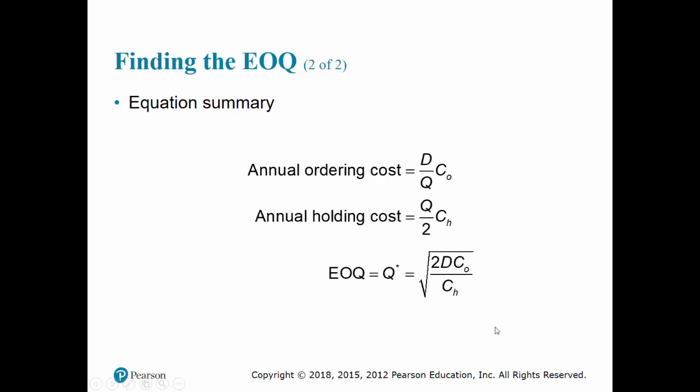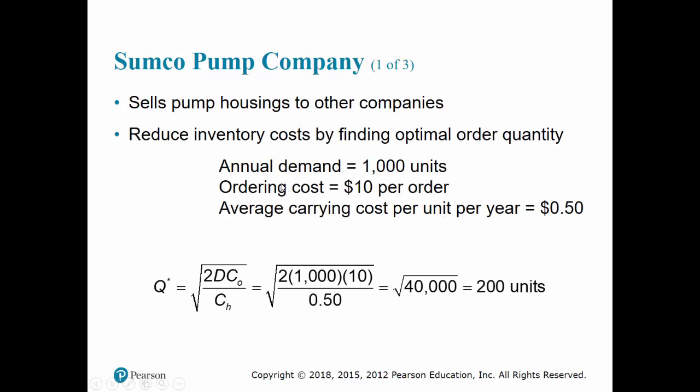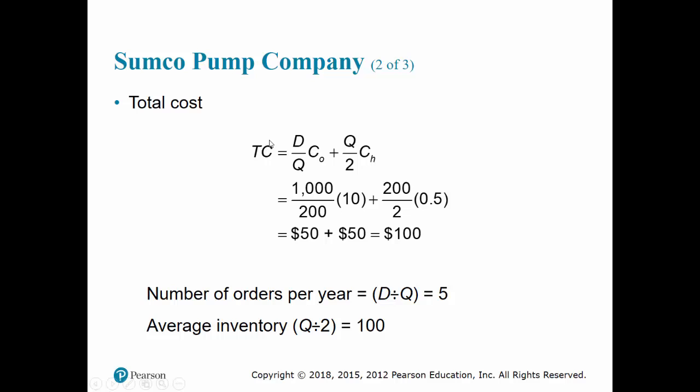And then this is the equation summary. Once you determine what Q is, we can plug that into these two formulas and compute what the total cost is going to be. So annual demand is 1,000, ordering cost is $10, and the carrying cost per unit per year is 0.5. Plug them in and you get the EOQ, and then plug the value of Q back into the cost formula.